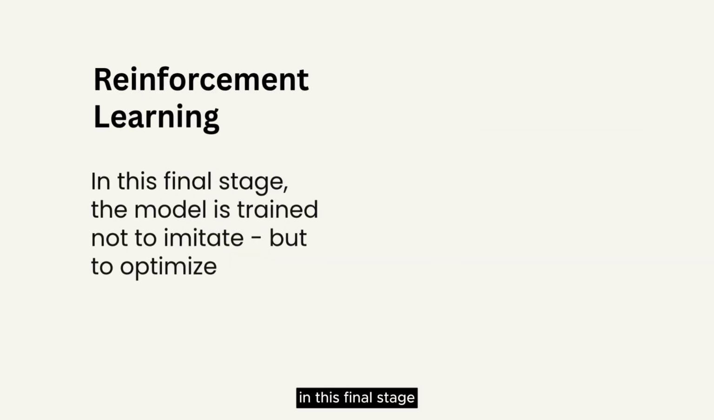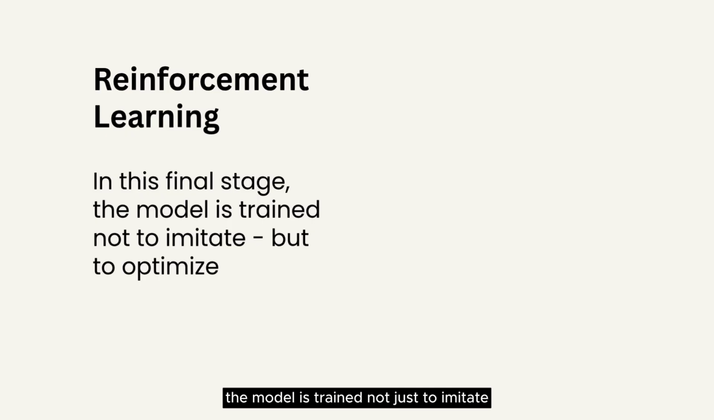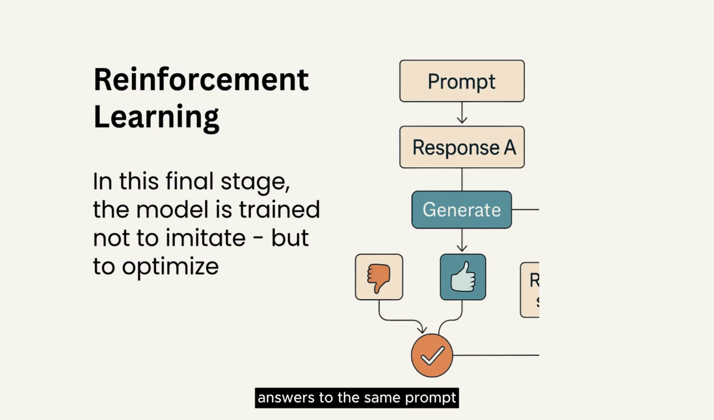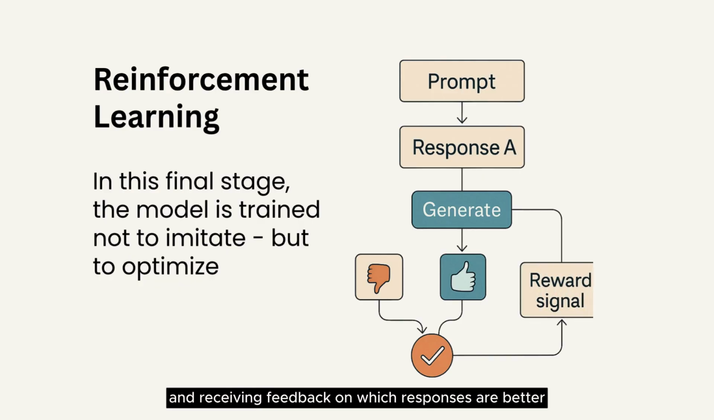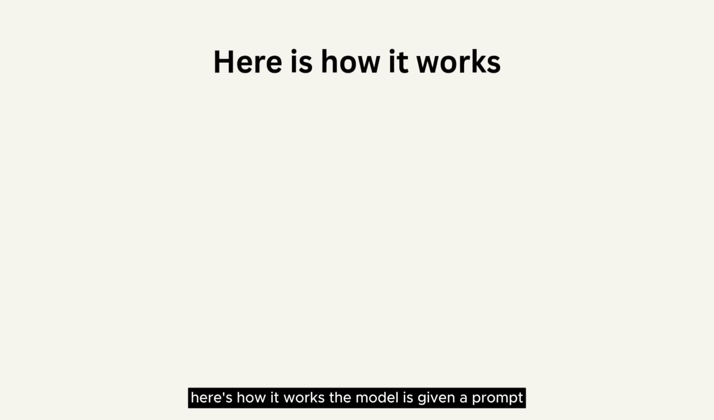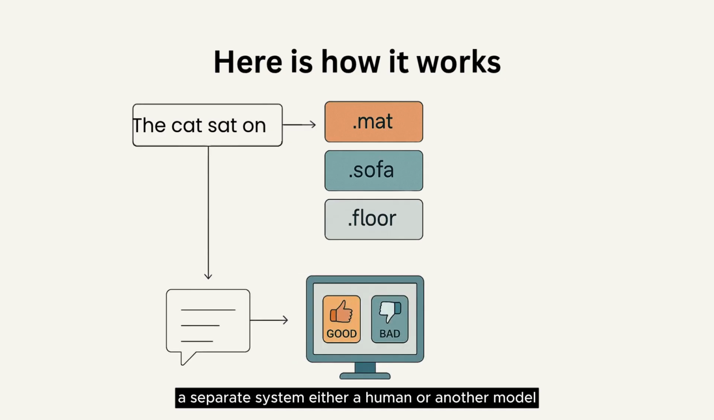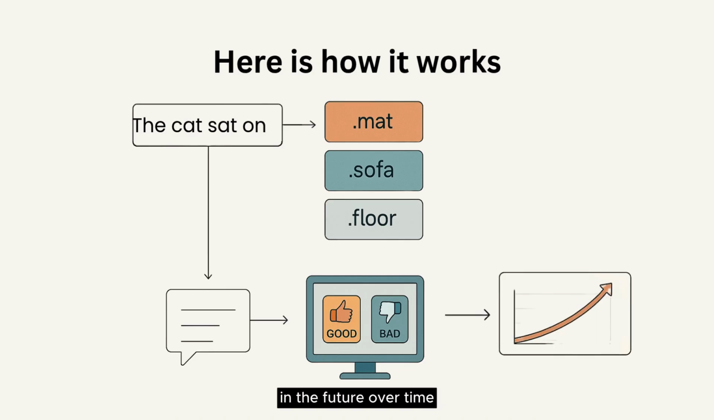In this final stage, the model is trained not just to imitate, but to optimize. It does this by repeatedly generating answers to the same prompt and receiving feedback on which responses are better, based on a chosen reward signal. Here's how it works. The model is given a prompt. It generates multiple possible responses. A separate system, either a human or another model, ranks or scores the outputs. The model is updated to make better answers more likely in the future. Over time, the model learns to prioritize usefulness, clarity, and safety, not just repetition.